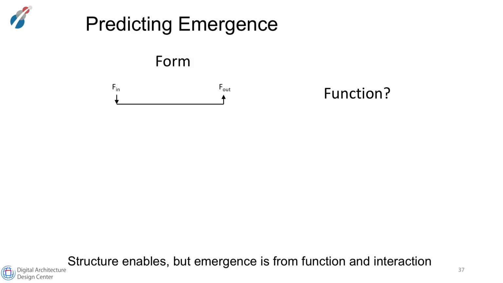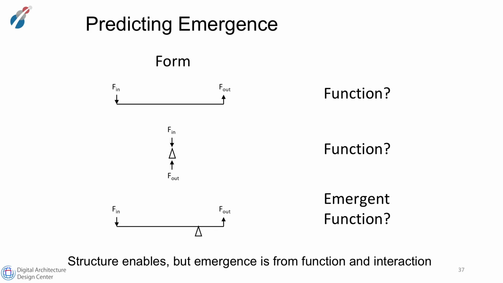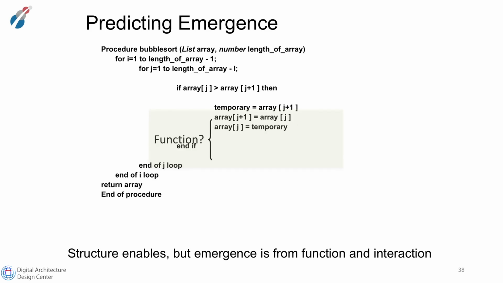This is for the more mechanically inclined. We take a bar or a rod, we combine it with a pivot, and we get a lever whose function is to amplify force. Okay, so the structure enables, but emergence comes fundamentally from the functional interaction. Very, very simple examples. A little bit more complex.